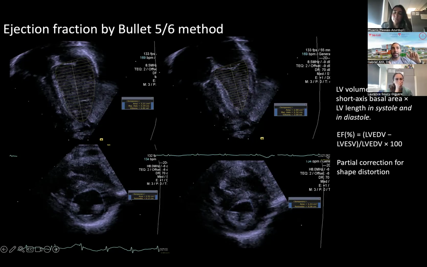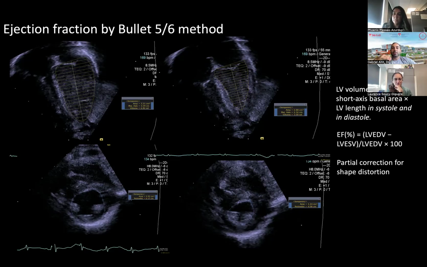You're going to see that it's not exactly the same values that you get from the Simpson's method. But when you do end up calculating ejection fraction, it's often going to be a very similar result. I find, just by experience, that the 5-6 method tends to overestimate the volume slightly compared to the Simpson's method.